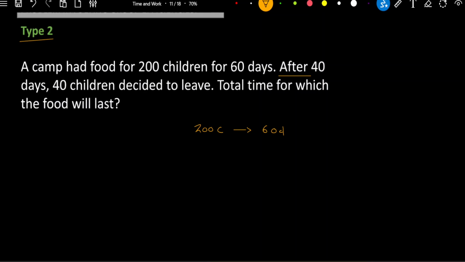See, for the first 40 days, everything was normal. Whatever has happened after 40 days. So what I can tell you is, in the first 40 days, 200 children has consumed their food. And now if I ask you how much food is left, you would say, sir, food is left for 200 children, but now it is only for 20 days. Please realize in the first 40 days, 200 children must have consumed their food. And therefore, the remaining amount of food is left for 200 children for 20 days.